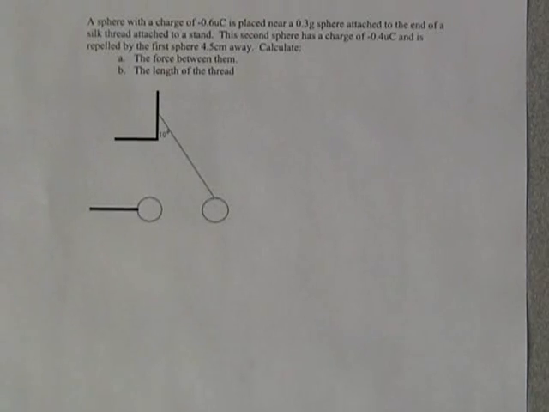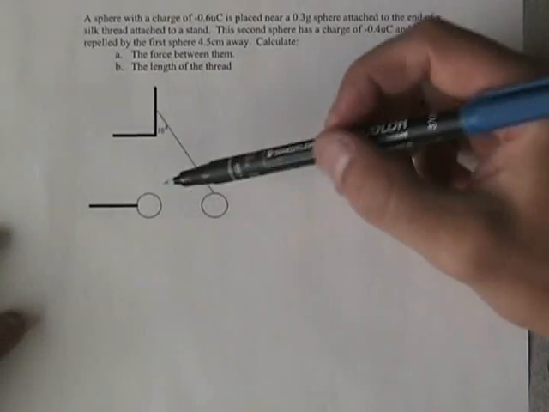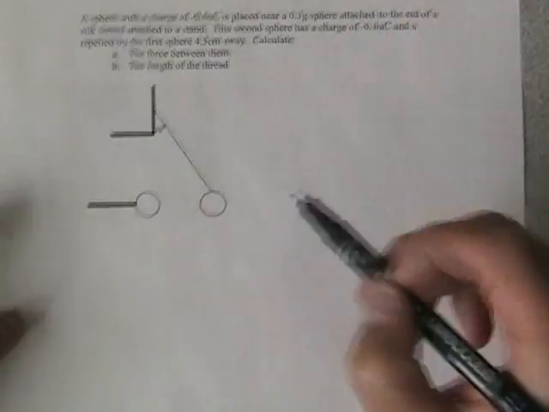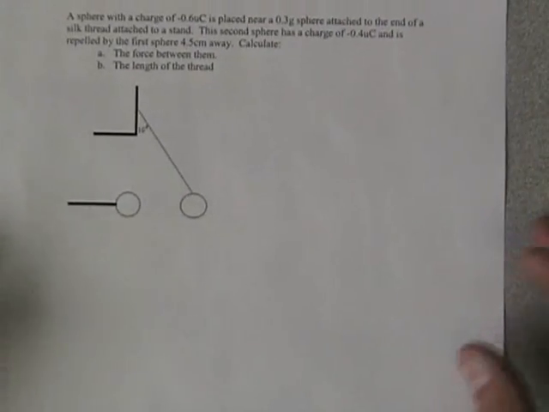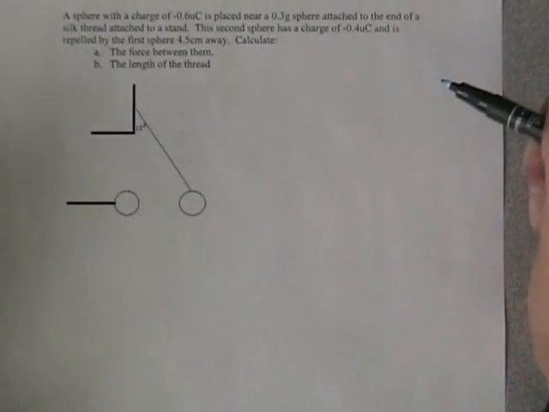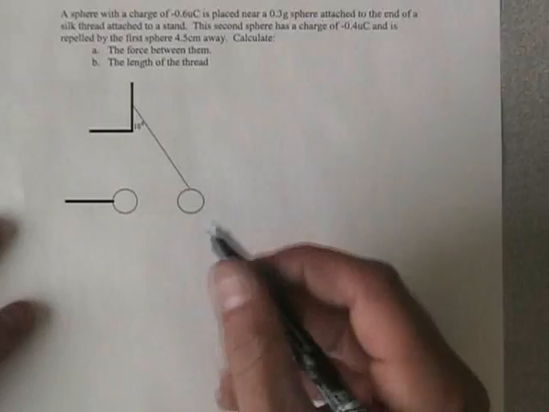Okay, when you have a hanging mass, anything that's hanging and being repulsed is going to be an equilibrium question. So this actually becomes a little bit easier of a question than it appears. There's a few things that we need to do. Well, first of all, we need to add in things.